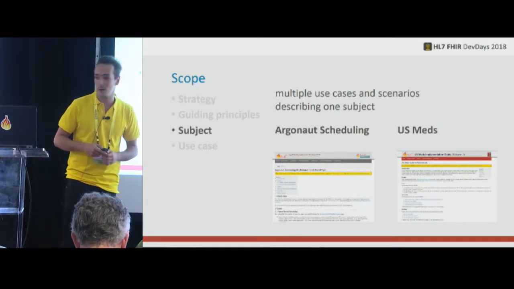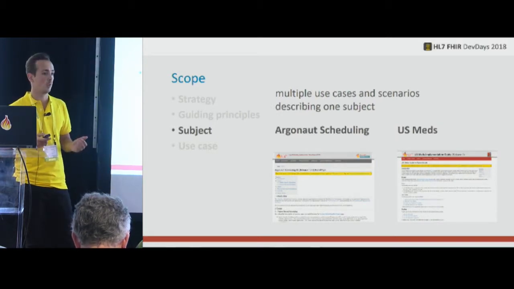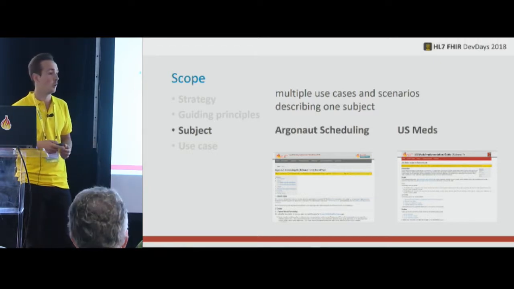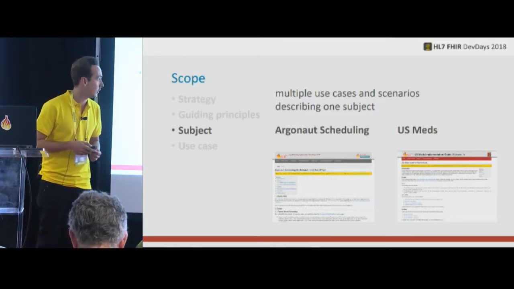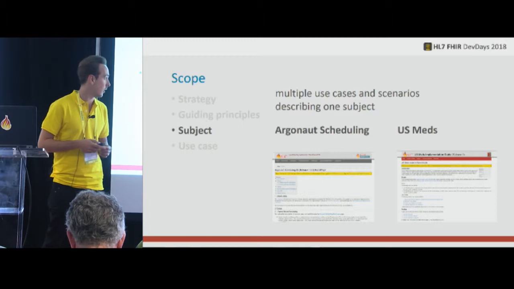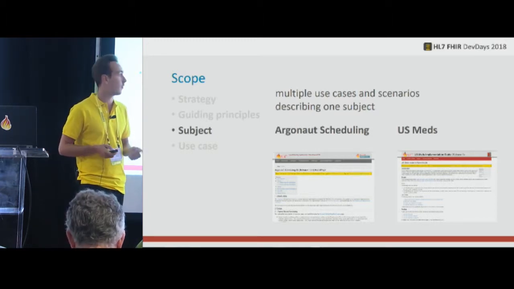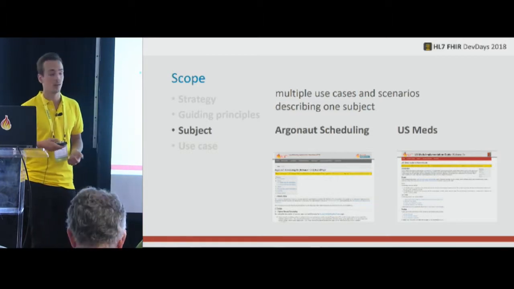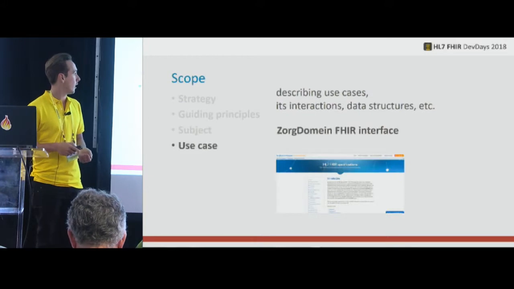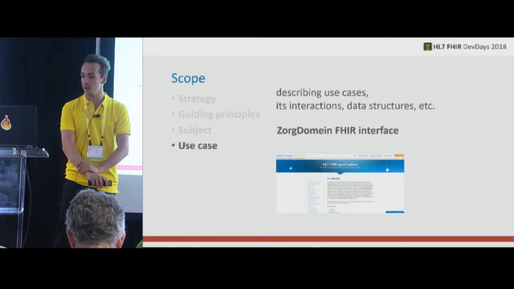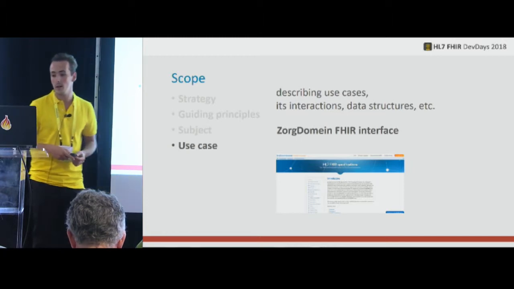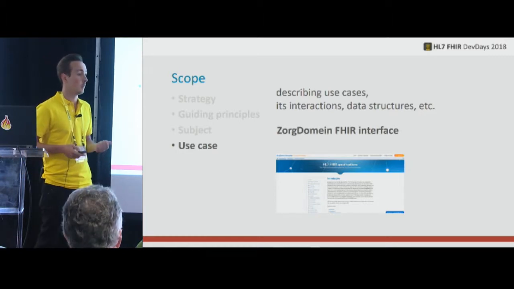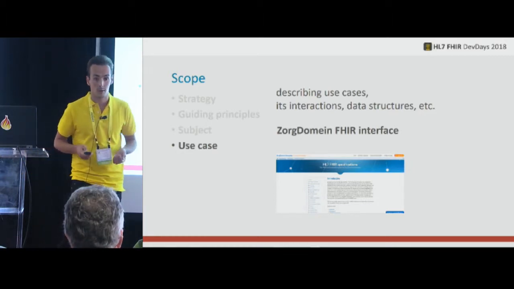Then the following scope is subject, which are implementation guides based on a subject, and most of the time they have multiple use cases. Two examples are the Argonaut scheduling implementation guide, where there are a couple of use cases concerning how to book an appointment for a patient or a provider, and the implementation guide about medication in the United States. And lastly, we have implementation guides that really cover one or two use cases, and they describe all the interactions and data structures. The example is the Zorgdomein implementation guide, which I just talked about a couple of minutes ago.